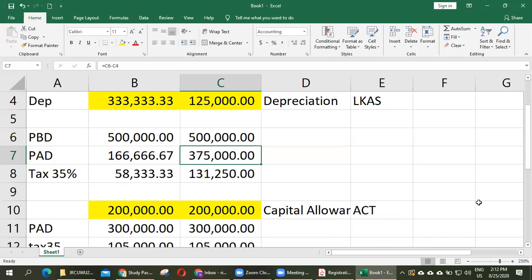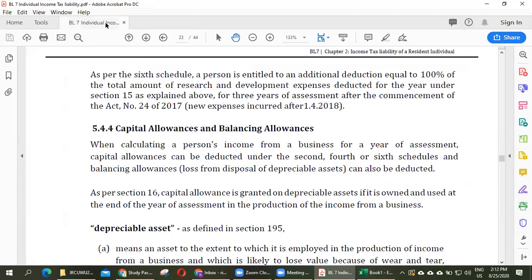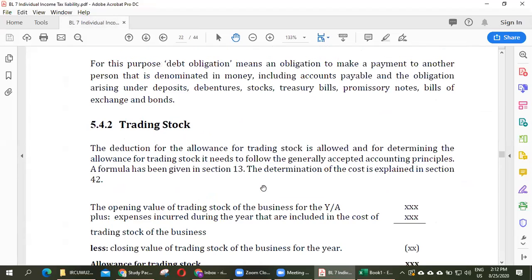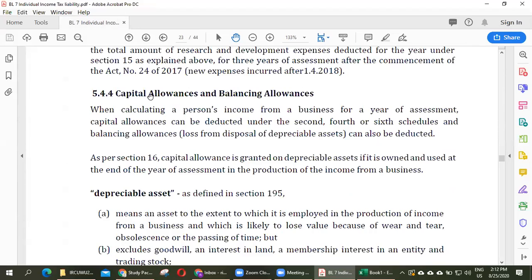Someone asked why it is mentioned as capital allowance. People are confused about depreciation or other rates, so that's why they put a different name. For the calculation of cost of sales, we use trading stock in tax, but in accounting we use cost of sales. Here we use capital allowance and balancing allowance.